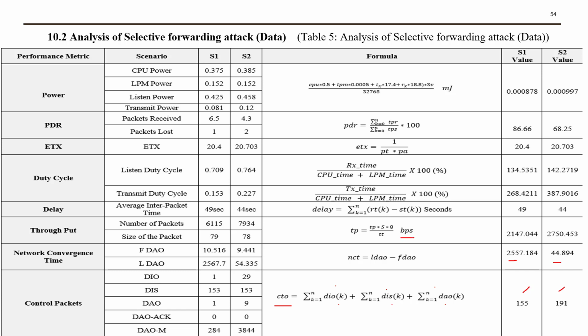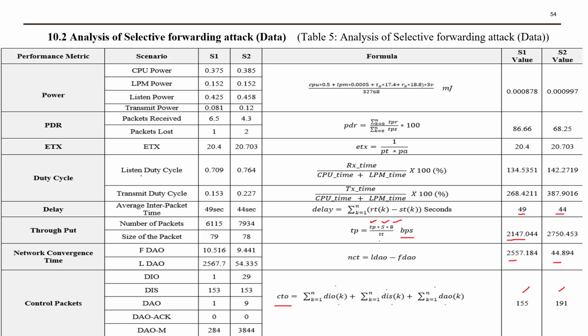Then, what is the throughput? Throughput is bits per second. So this is the total number of packets, TP, total number of packets into the size of the packet into 8, divided by the time. So in 1 second, this many number of bits transmitted. 2147 bits in 1 second it is transmitting. Then, what is the delay? Delay means time taken from one node to another node to reach. So here you can see 49 seconds and 44 seconds. This is the delay.